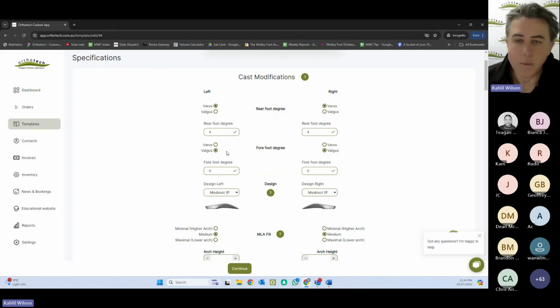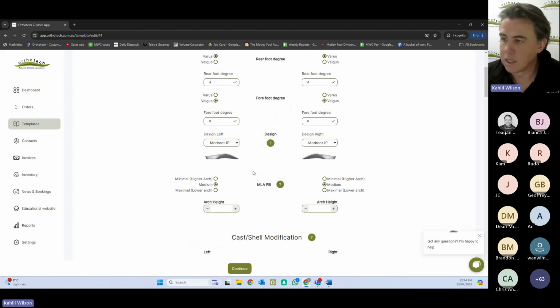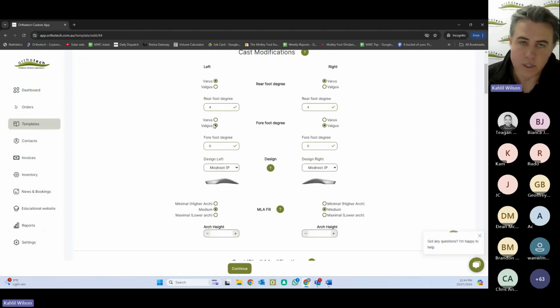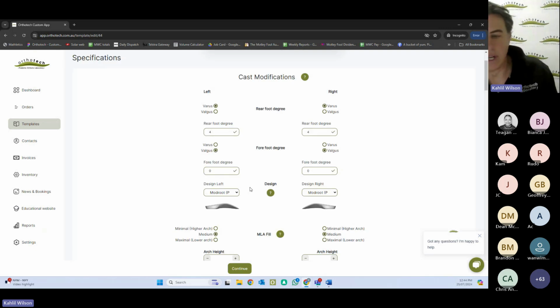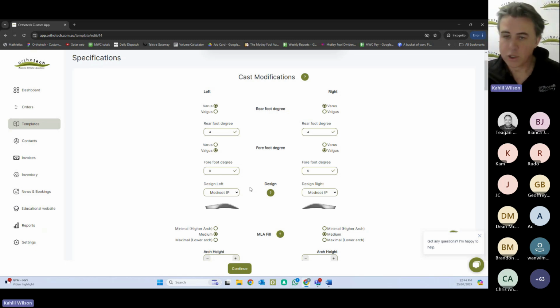So the way in which we decrease those tensile forces is by inverting the rear foot and then everting the forefoot. So as we get down a little bit further, you'll see a forefoot valgus. So by inverting the rear foot, everting the forefoot, you shorten the distance between the metatarsal heads and the calcaneus.